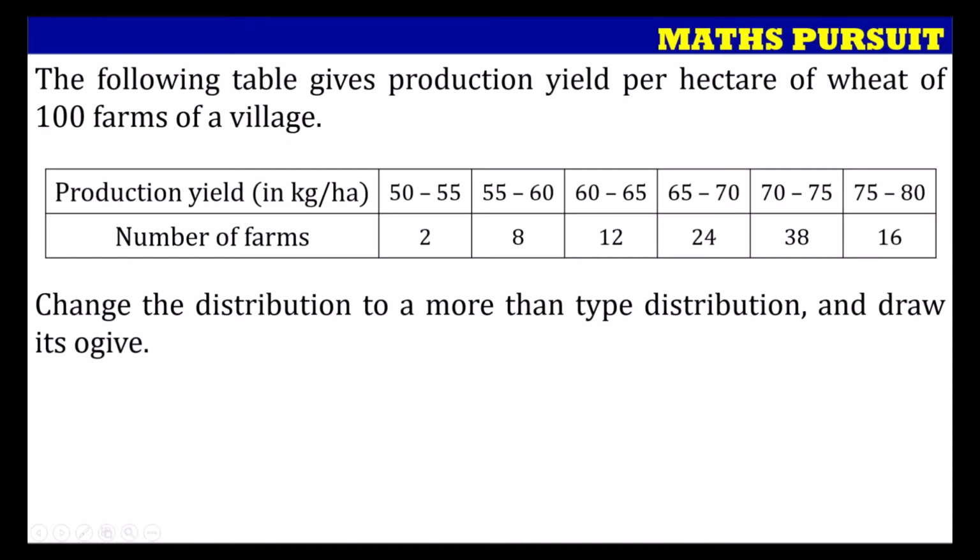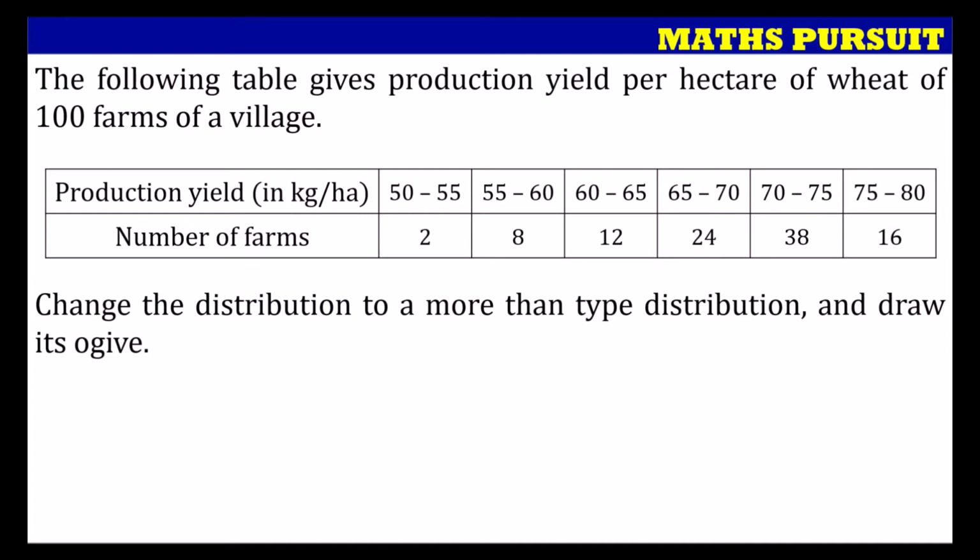The given question is, the following table gives production yield per hectare of wheat of 100 farms of a village. In one row they have given production yield in kg per hectare, and in another row they have given number of farms. So production yield in kg per hectare: 50 to 55, 55 to 60, 60 to 65, 65 to 70, 70 to 75, 75 to 80.